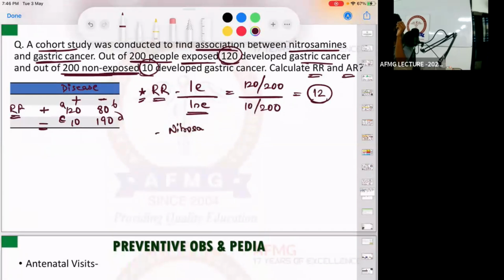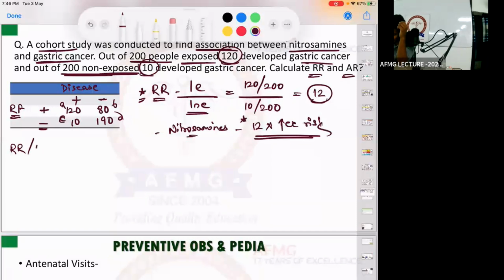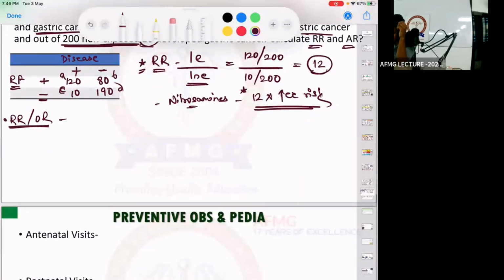Nitrosamine intake is associated with 12 times higher risk to cause gastric cancer. If I talk about relative risk or odds ratio, guys, please remember these are to calculate the strength of association between the risk factor and the disease.